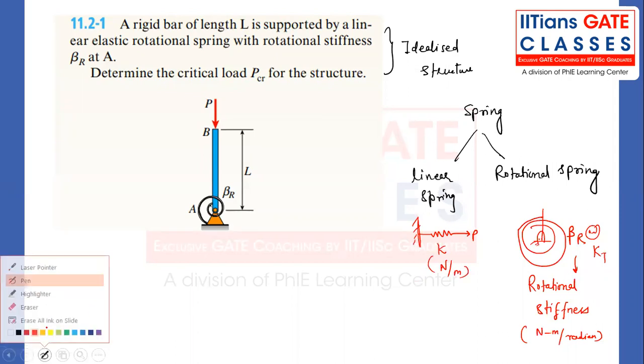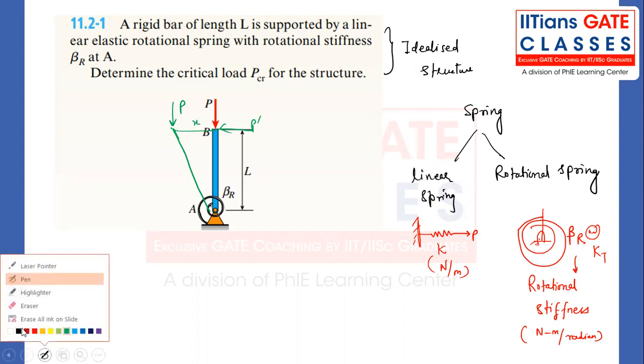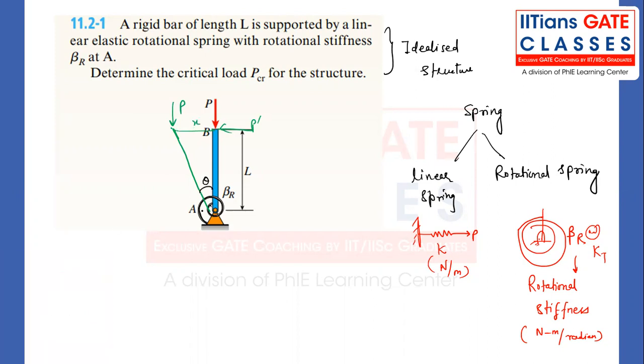Getting my point? Now, to analyze the critical load, we must disturb the system. Let's disturb the system by the amount P dash. After that, P dash will disappear. What will be the structure? It will form like this. Here the load P is there. Here it will be X, and this will be theta. Now if I draw the free body diagram, the spring will say come back, and it will offer some kind of spring moment.